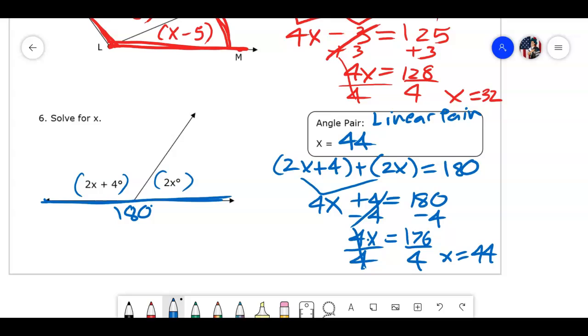On all of these, you could conceivably plug the x back in to find the missing angles. Just saying, okay? But we have done segment addition postulate, we talked about vertical angles, and we talked about angle addition postulate.